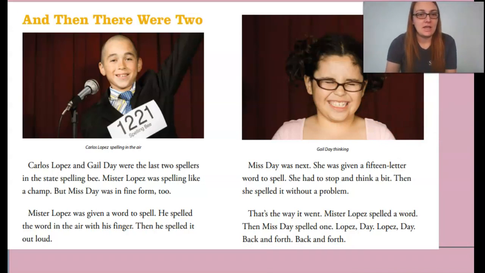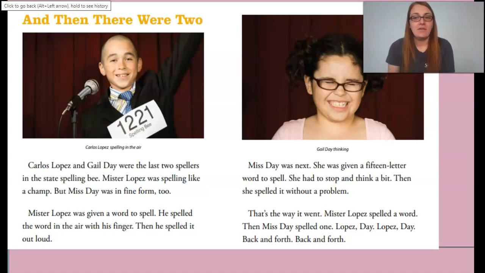Carlos Lopez and Gail Day were the last two spellers in the state spelling bee. Mr. Lopez was spelling like a champ, but Miss Day was in fine form too. Mr. Lopez was given a word to spell. He spelled the word in the air with his finger. Then he spelled it out loud. Miss Day was next. She was given a 15-letter word to spell. She had to stop and think a bit. Then she spelled it without a problem. That's the way it went. Mr. Lopez spelled a word, then Miss Day spelled one. Lopez, Day, back and forth, back and forth.